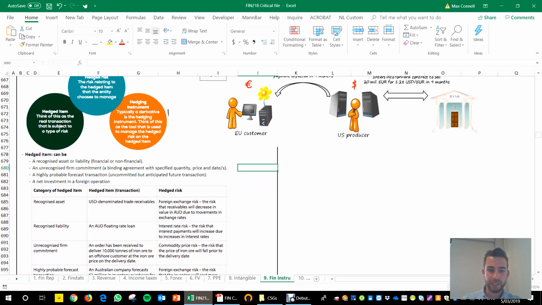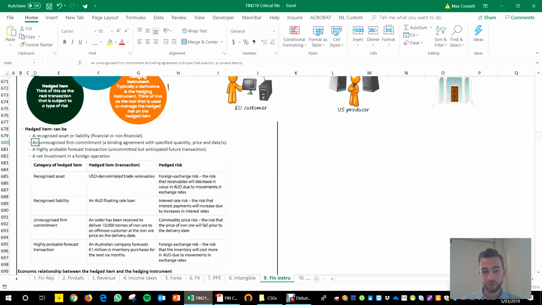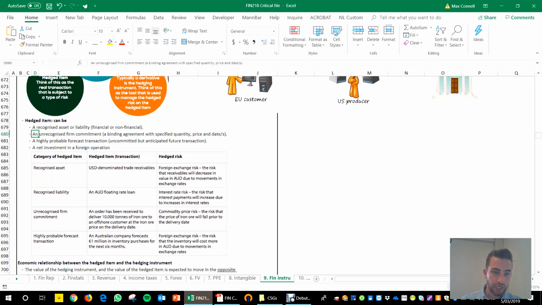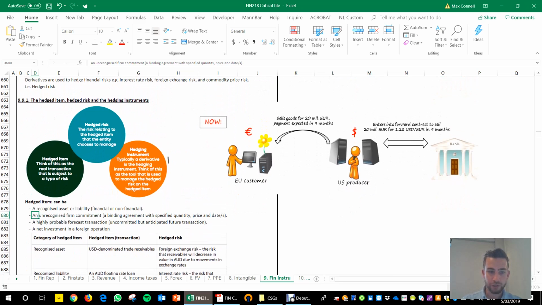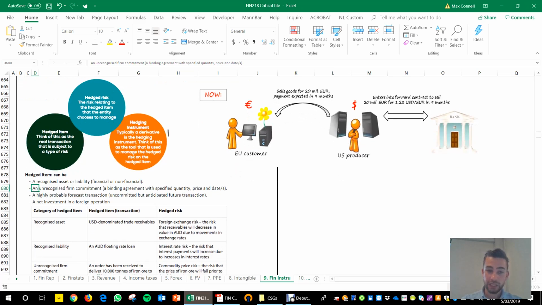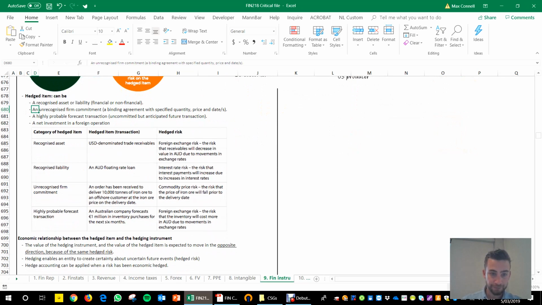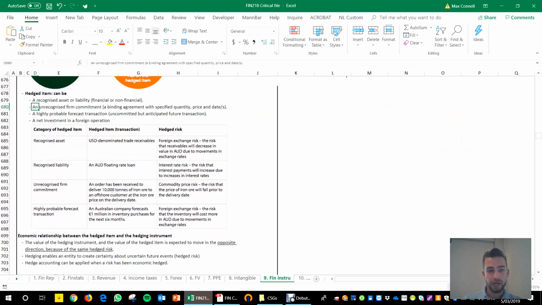So it must be a recognized asset or liability. It could be an unrecognized firm commitment. It could be a highly probable forecast transaction, or it could be a net investment in a foreign operation, which we're not going to discuss too much in this instance. So in the example of the forward contract over here, they've got a highly probable forecast transaction, and this is what we are trying to hedge against. So in particular, it's the FX exchange rate. So you can look through this and see how this applies to this situation up here.